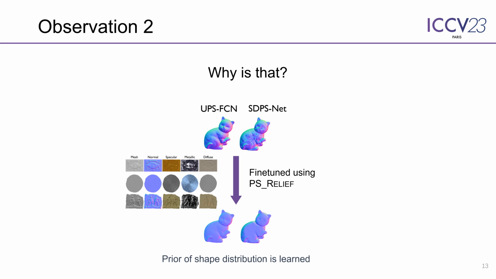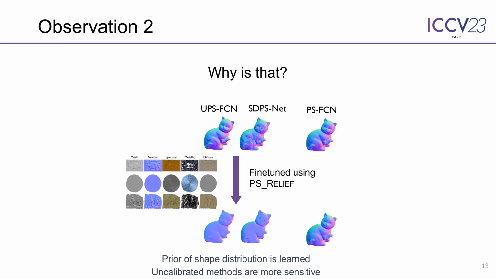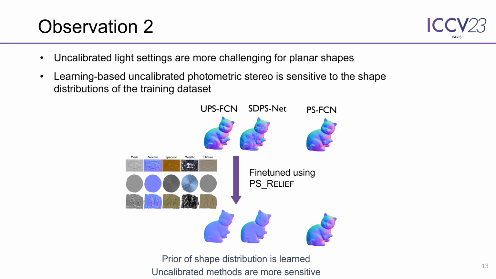The same fine-tuning process in the calibrated photometric stereo setting shows only a marginal flattening effect. This indicates that uncalibrated methods are much more sensitive compared to the calibrated methods. We summarize the analysis above as observation 2.